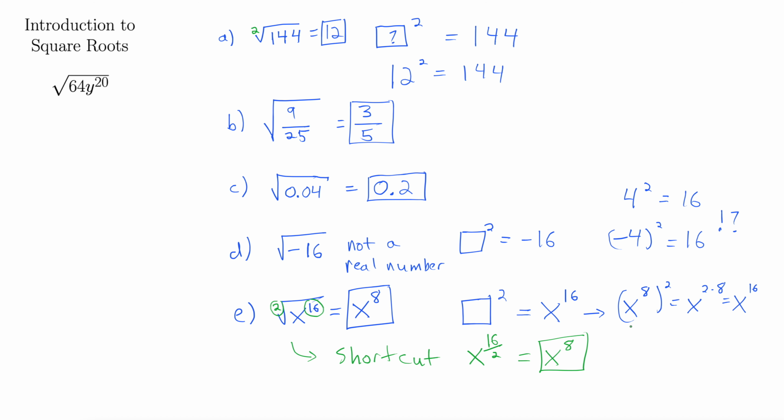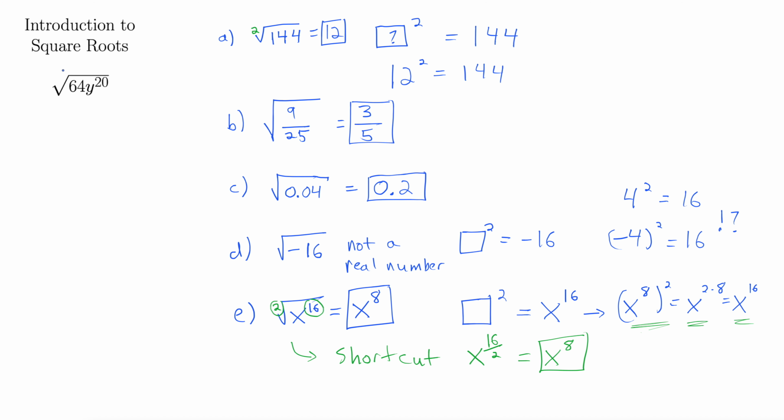It's good to understand how it works and why it works with these steps here, but really, in practice, you just divide by 2 because it's a square root. If this was a cube root, you would divide by 3. Fifth root, you would divide by 5, etc. Okay, so this gets us to the one we're trying to do here.